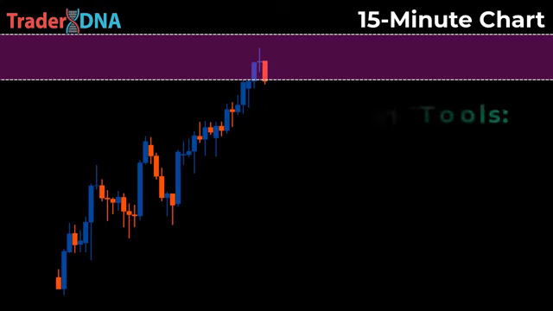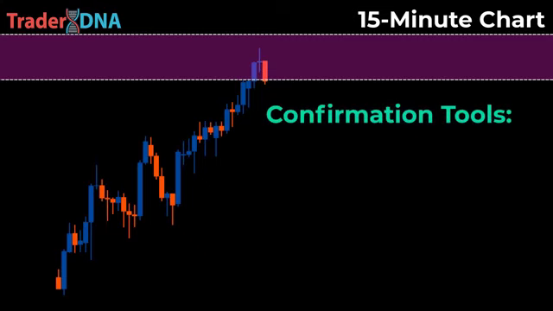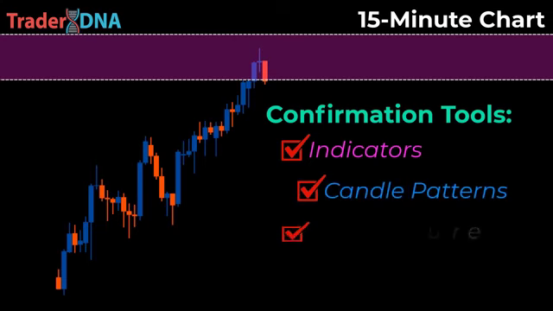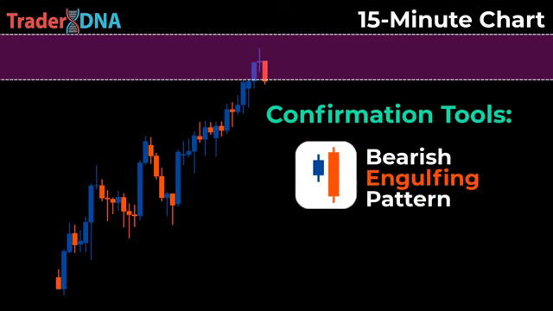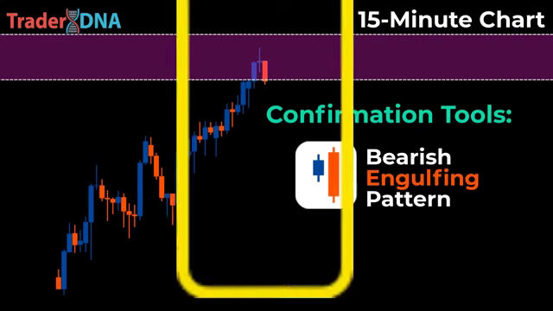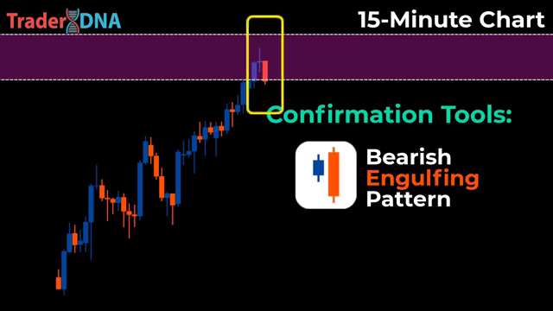You can use various confirmation tools, such as indicators like the MACD, bearish candlestick patterns, or a change in market structure. My favorite confirmation tool is the bearish engulfing candlestick pattern. It's simple but effective. A bearish engulfing pattern occurs when a smaller bullish candle is followed by a larger bearish candle that completely engulfs the previous one, signaling a potential reversal.